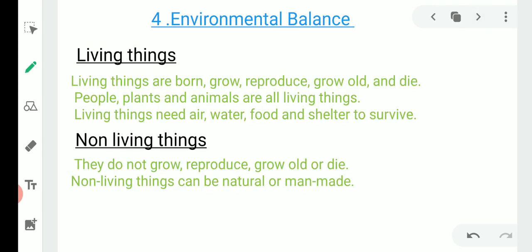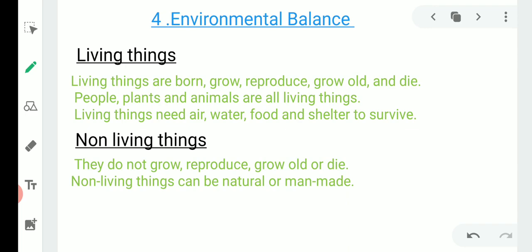Take out your EVS book, page number 18. Environmental balance, there are two main terms, that is living thing and non-living thing. What are living things? Living things are born, grow, reproduce, grow old and die, which means a living thing like animals, like human beings and like plants, which are born, grow and die. People, plants and animals are all living things.